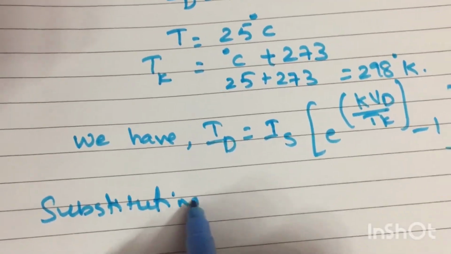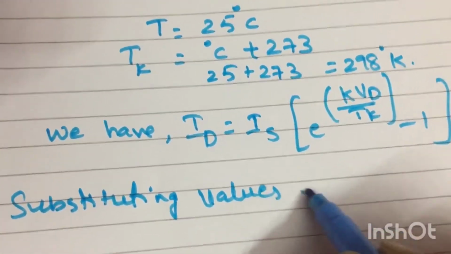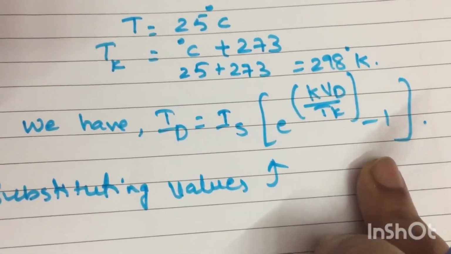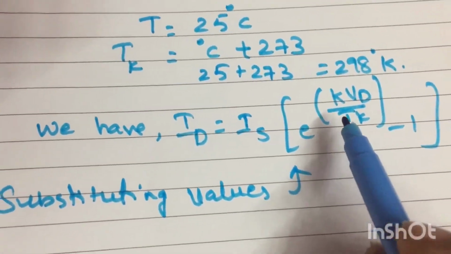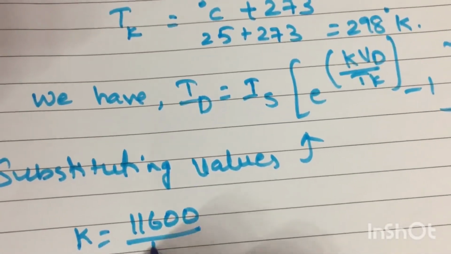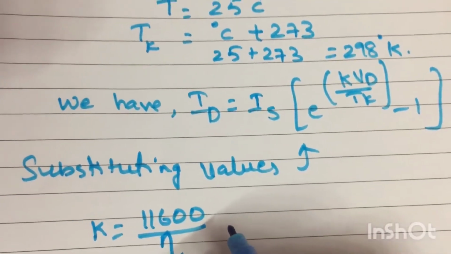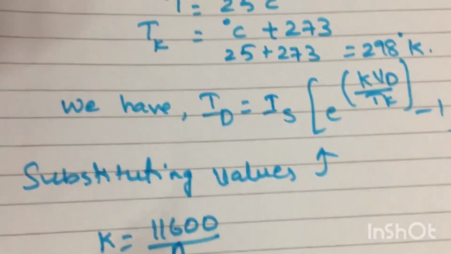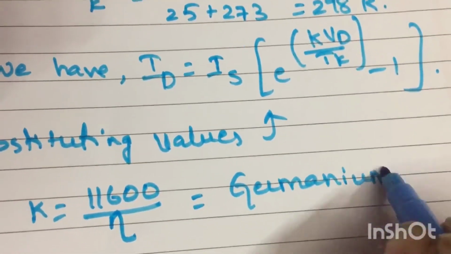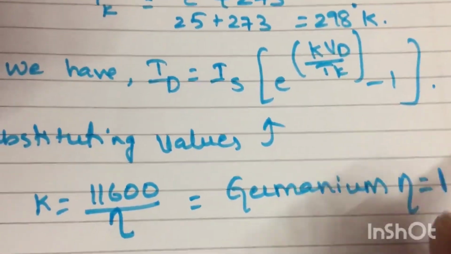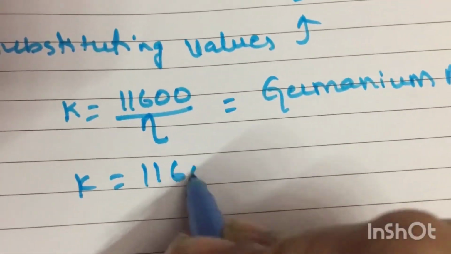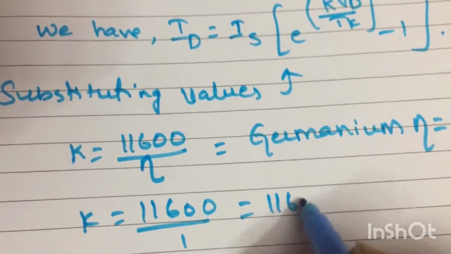Now we will substitute the values in the above equation. We have ID, and we have to find out IS, right? We have everything else. For finding out k also, we know this formula, right? k is equal to 11600 by the efficiency n. As he said, for this problem he gave germanium, right? So for germanium the efficiency value is 1. For silicon it will be 2. So k is equal to 11600 by 1, that is nothing but 11600 only.